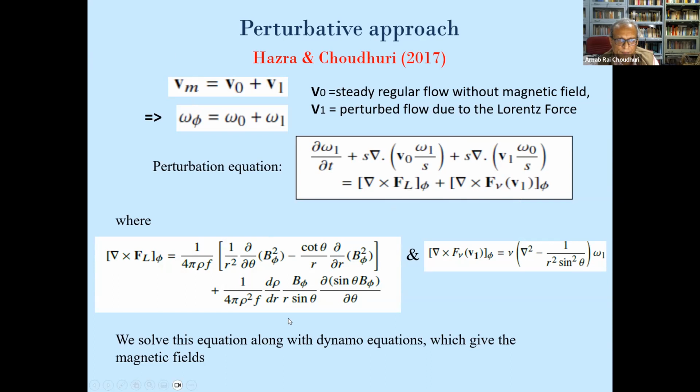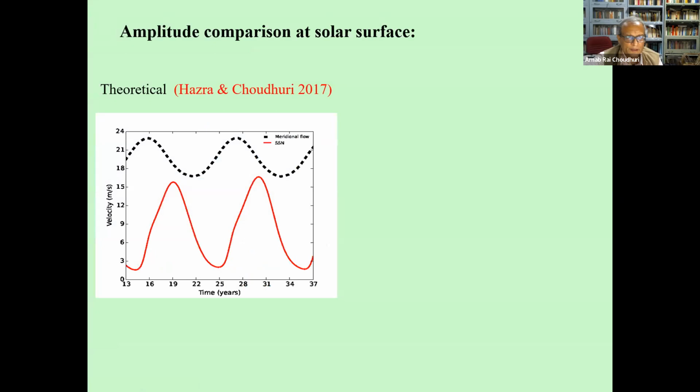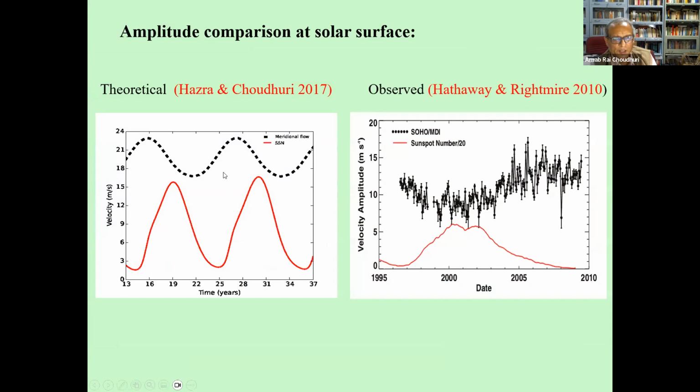So you have to solve this equation along with the dynamo equation, which will give you the magnetic field. And by solving this problem in this manner, we were able to get this kind of a theoretical plot. Again, you see that this red color gives the sunspot number, and this black curve is the meridional circulation on the surface at mid-latitude, which we found from our theoretical model.